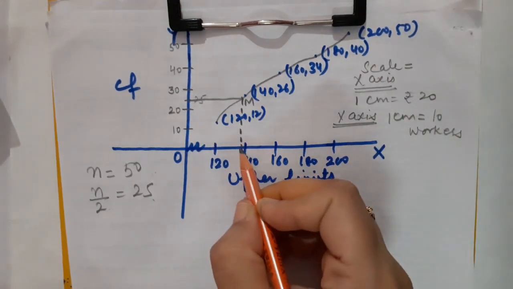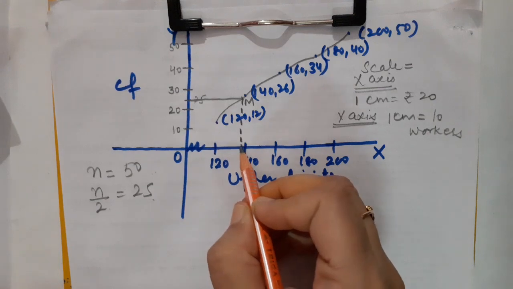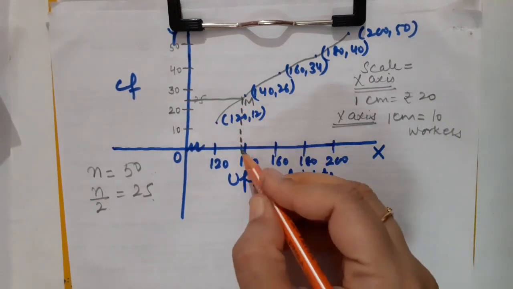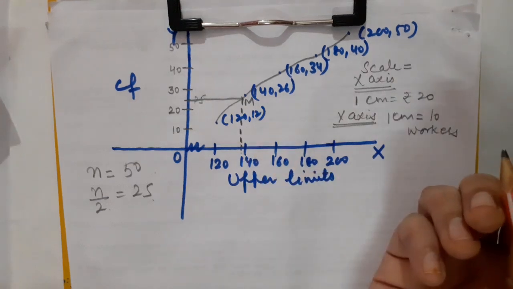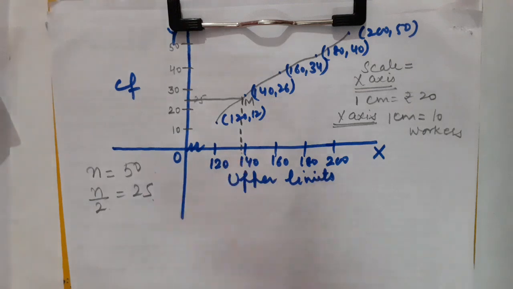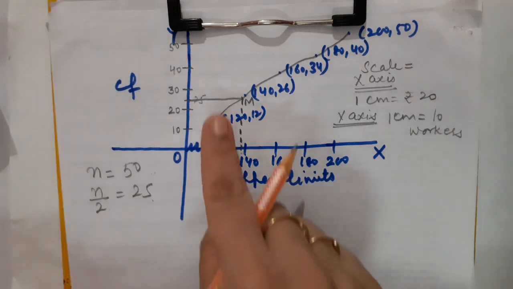So wherever that perpendicular line is going to be touched, that very point will be considered as median. Here you can see it will be approximately 139. So what would be the median in this case? 139. Got it?